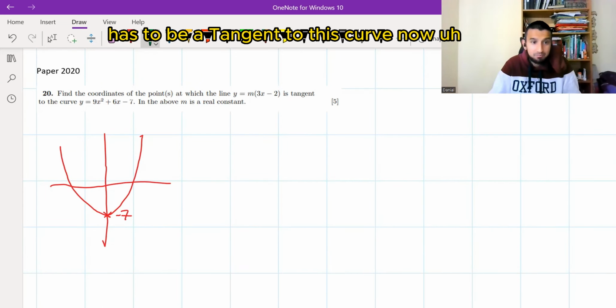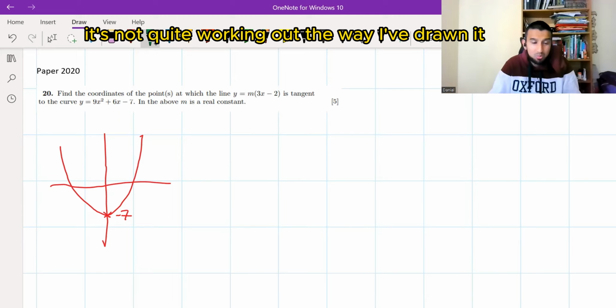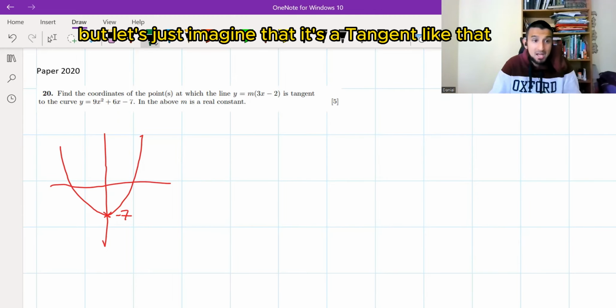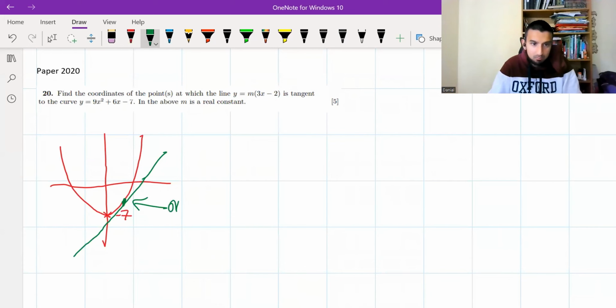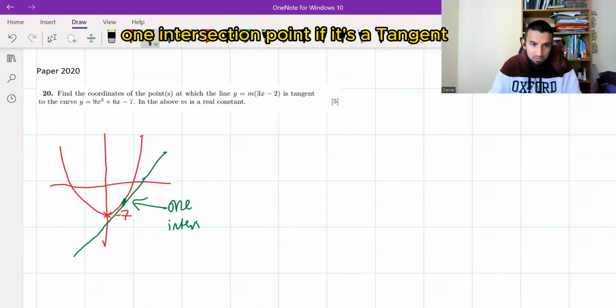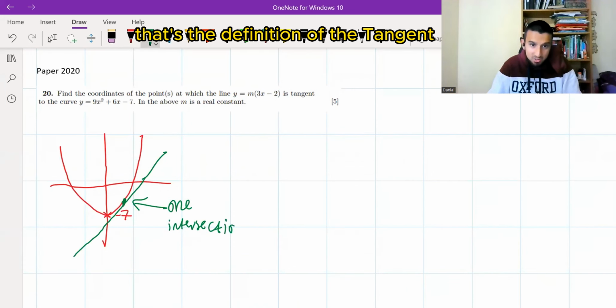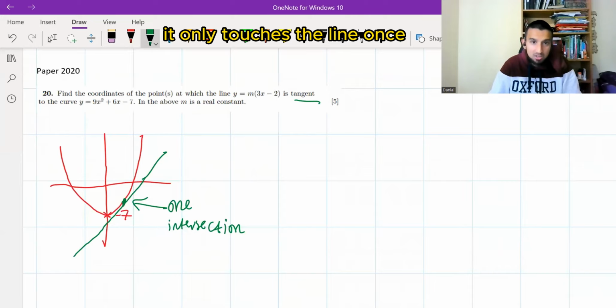Now, it's not quite working out the way I've drawn it, but let's just imagine that it's a tangent like that, okay? So that means that it intersects once, one intersection point if it's a tangent. That's the definition of a tangent. It only touches the line once.